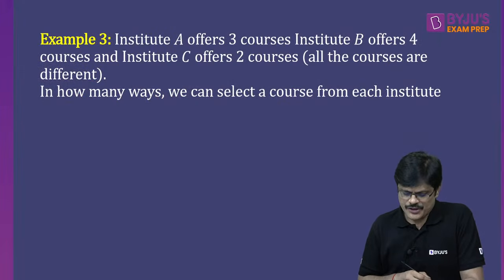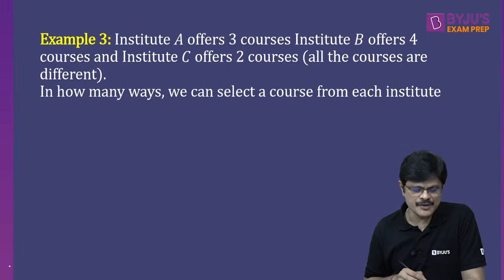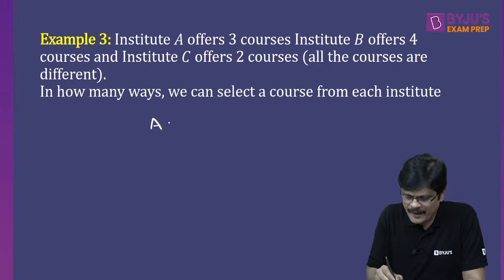Now let us take this question. Same as the first question, but there is a small variation. Please read it carefully and answer this question. A can offer 3 courses, B is offering 4 courses, C is offering 2 courses.